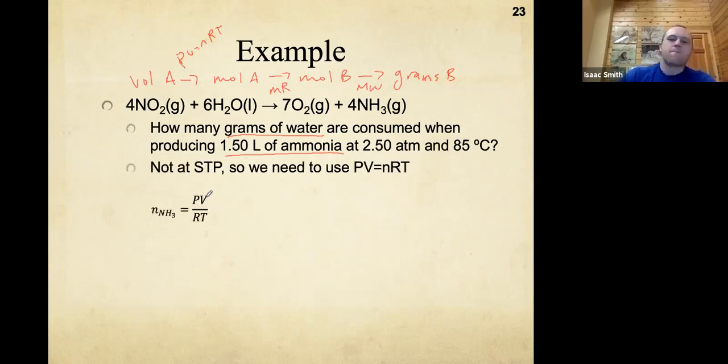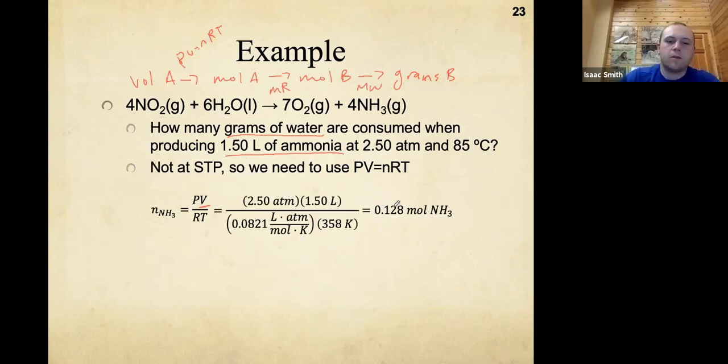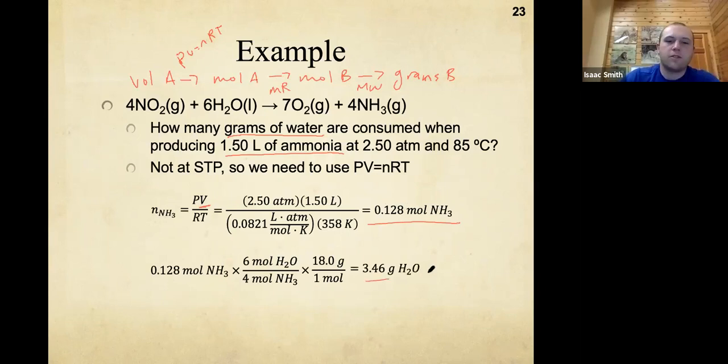Okay, so first, we convert from volume to moles using PV equals nRT. This is just the rearranged version. Now we start with 0.128 moles of NH3. We can use the molar ratio then to convert to moles of water, use the molar mass of water to convert to grams of water, and we get our answer.